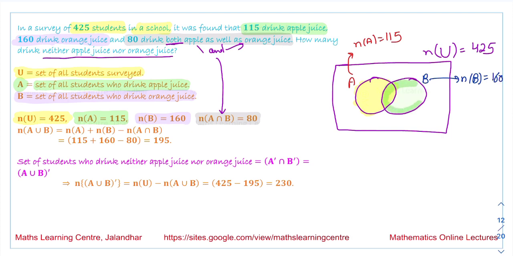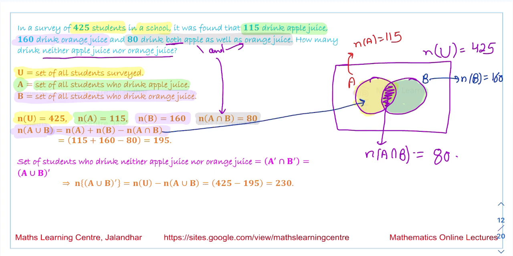We are saying these are the people who drink the orange juice, and this 80 is the number of people who drink both apple and orange juice, that is equal to 80. Now if we calculate the value of A union B, we will get the total value over here. The value of A union B we can calculate using this formula. It is N of A union B, that is equal to 195. So this is the total value of this region.